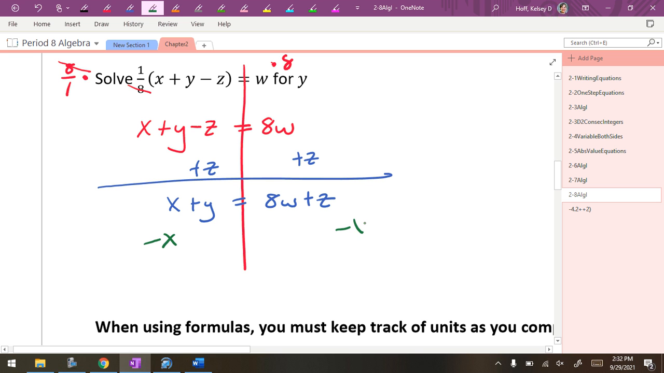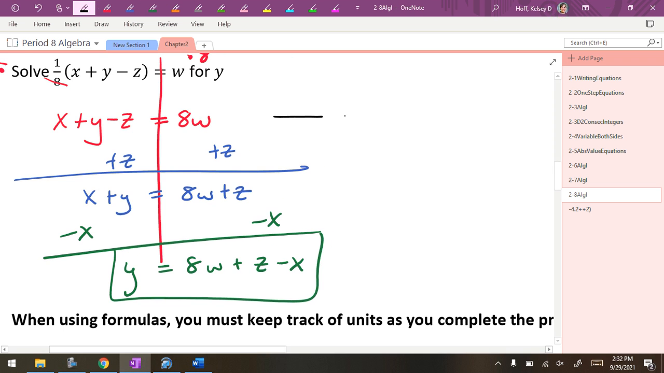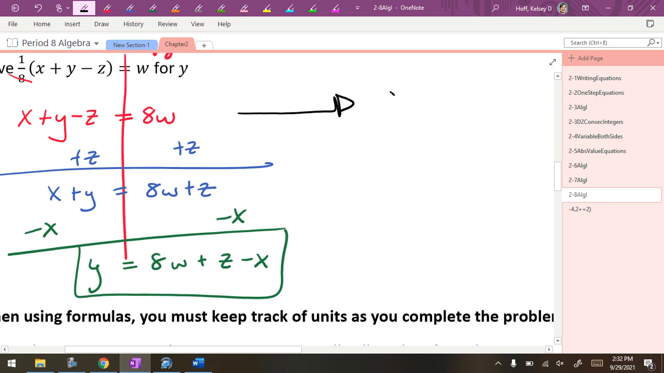Subtract x. Y equals 8w plus z minus x. Question. Right here. X plus y minus z equals 8w.